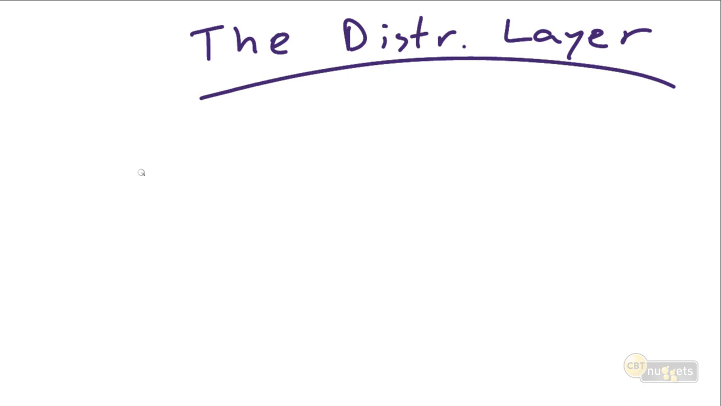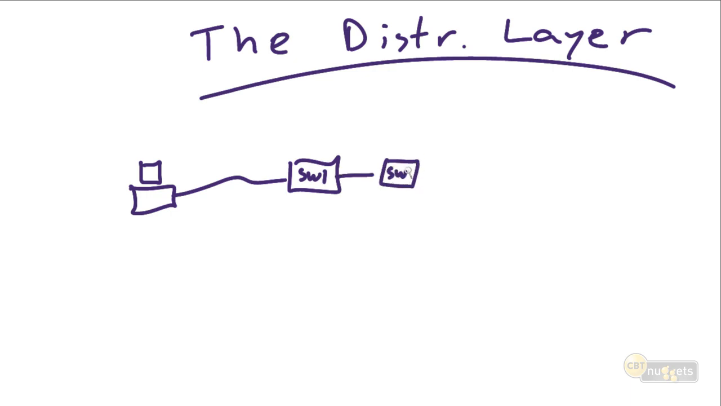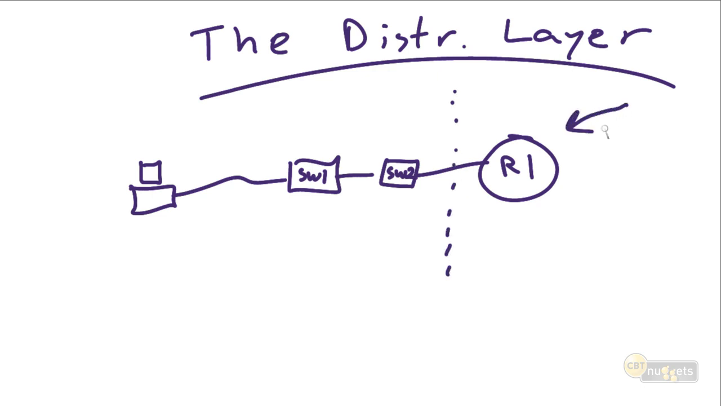Well, let's go back to our PC at the access layer, connecting to a switch and then maybe connecting to another switch. And that's all at the access layer. And now they connect to some big fancy router. This is the demarcation point. This is the distribution layer. And notice this device is going to send their information somewhere else.